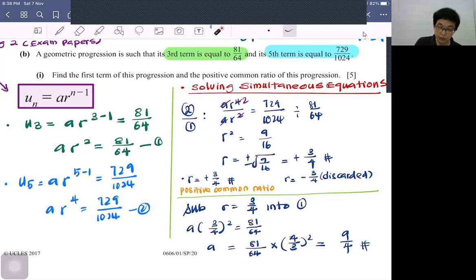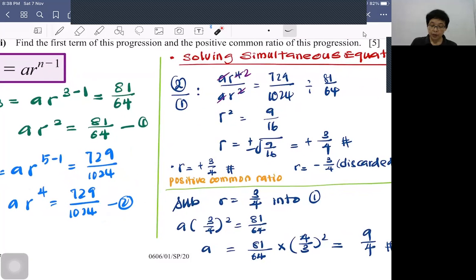But now, as was instructed and stated in the question, they want a positive common ratio. So what we're going to do is just discard the negative 3 over 4, and we will conclude our common ratio as only the positive 3 over 4.